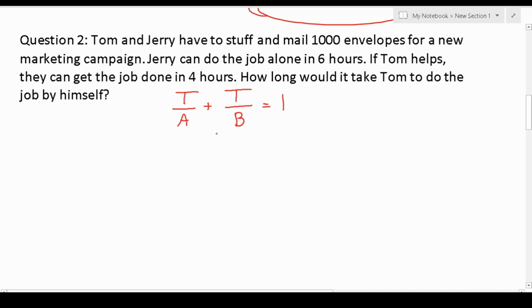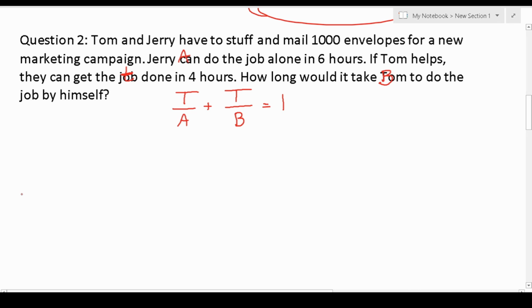So in this case, we have to identify what we have. We know Jerry can do the job alone in 6 hours. So let's let Jerry be A, okay? And if Jerry's A, that means Tom is going to be B. Similarly, in this problem, we're told that if Tom helps, they can get the job done in 4 hours. So they gave us our T. Again, working together is T.